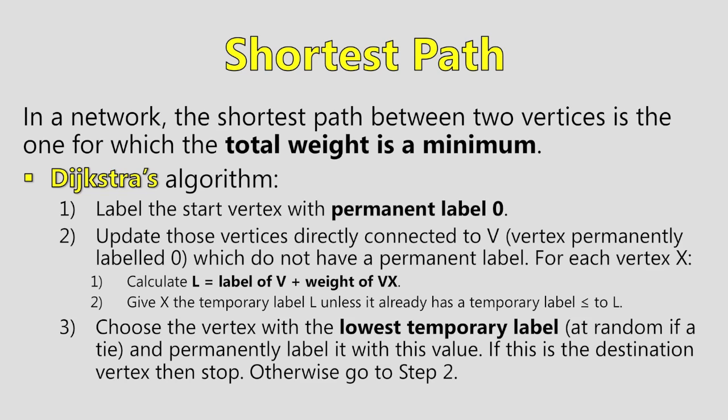So basically you're adding the vertex you're on. With your first, the first time you do it is 0 plus whatever the weight is on the arc to your vertices.